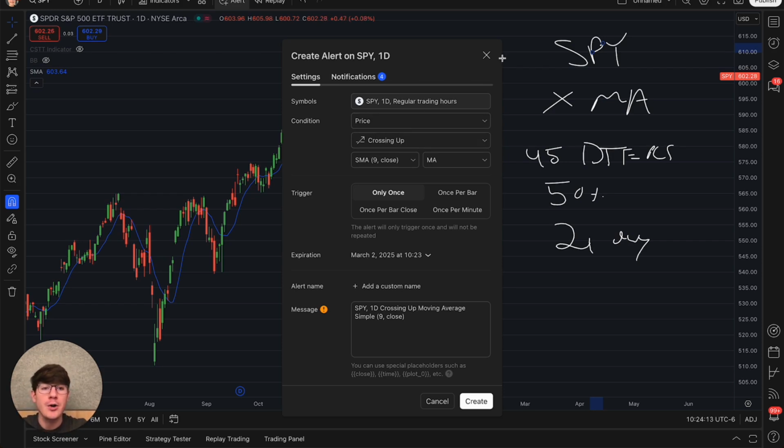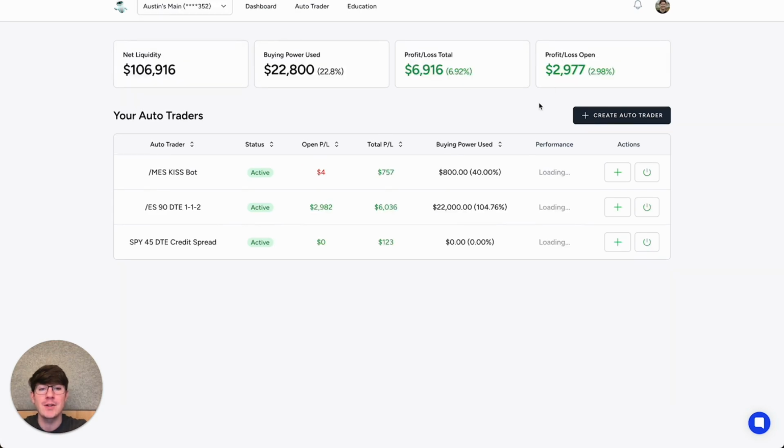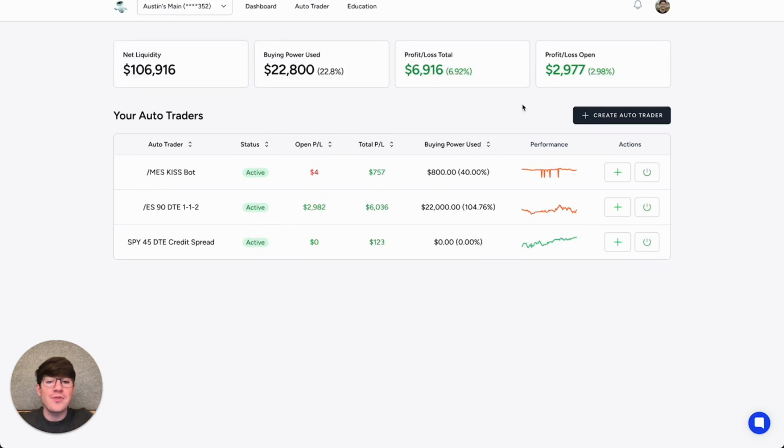And so what am I triggering? Well, I'm going to trigger this automation service called the Options Autotrader. Now, why this webhook service over others? Because most webhook services were not built for options. They were built for stocks.